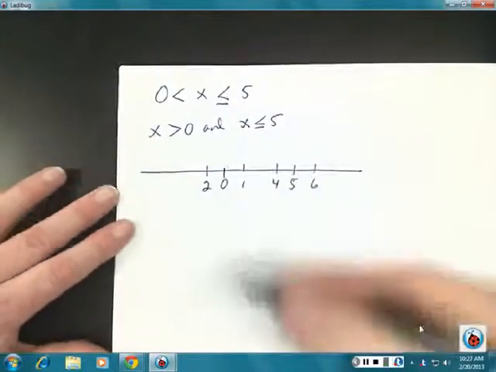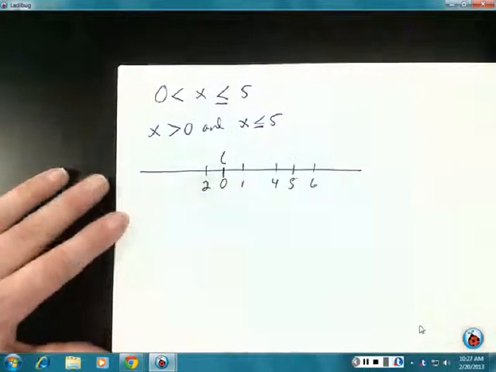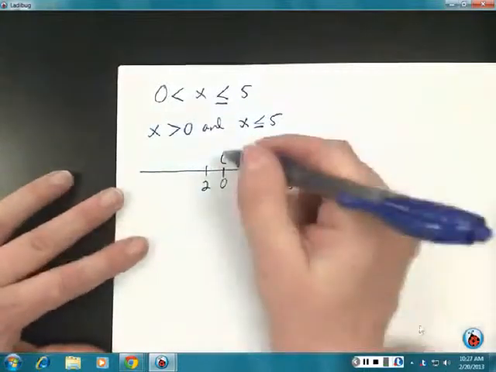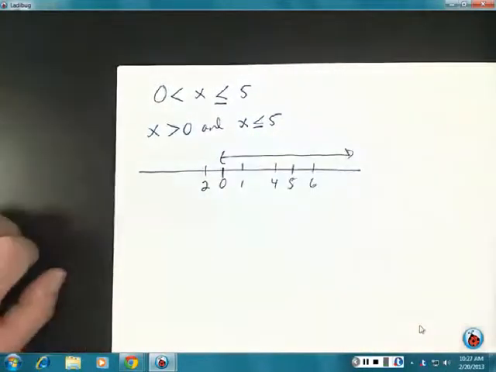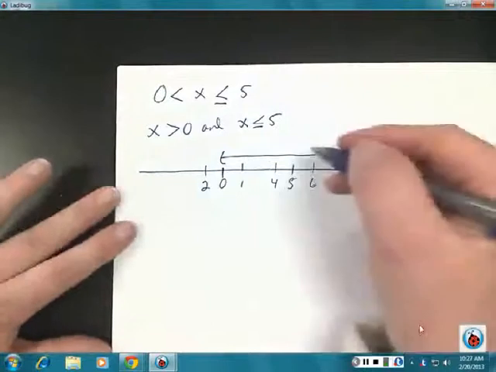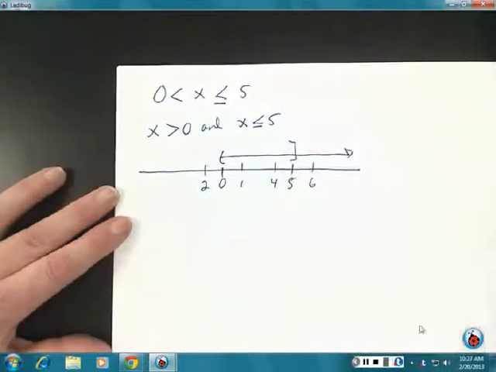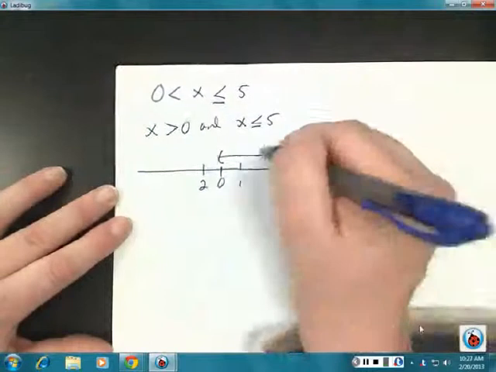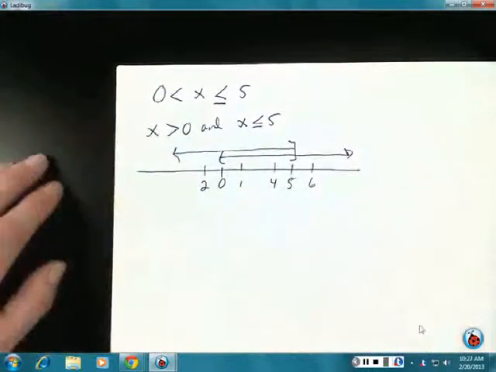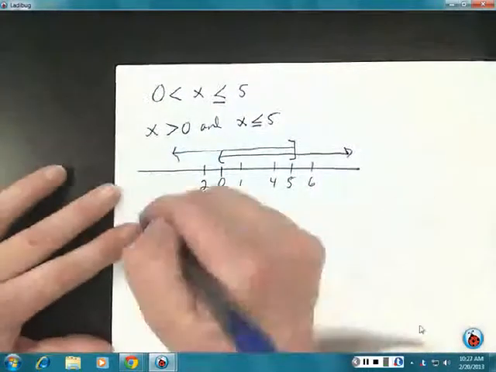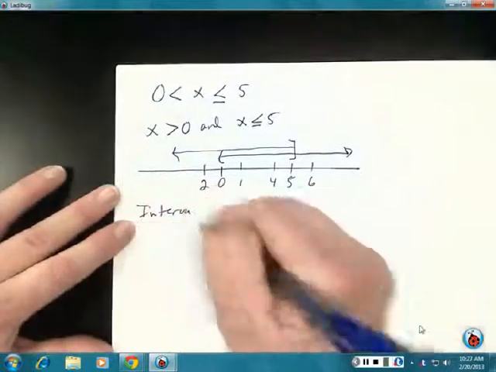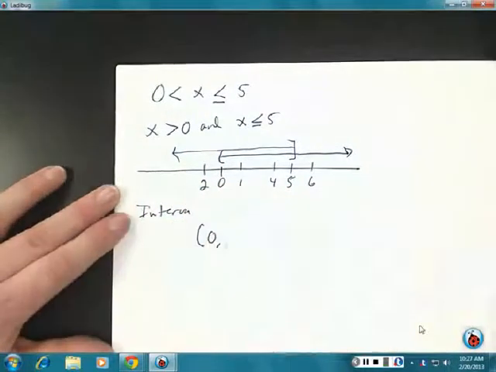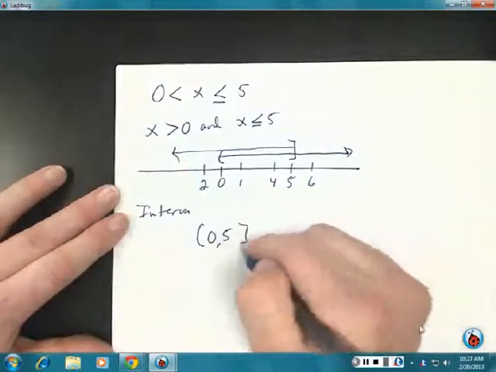A parenthesis above 0? Yes. What way is it going? To the right. What's above the 5? A bracket. And it's going the other way, less than 5. So what's my answer? An interval: parenthesis 0 and 5 bracket. Perfect.